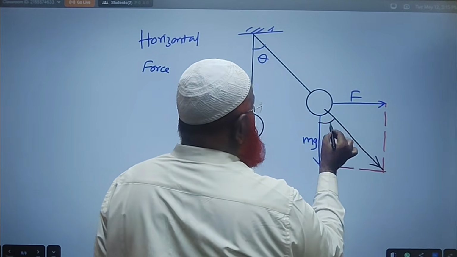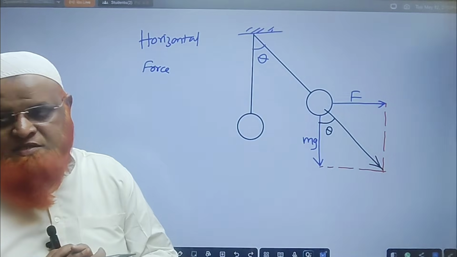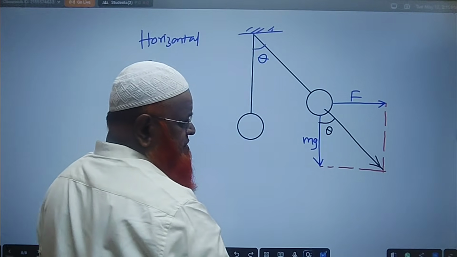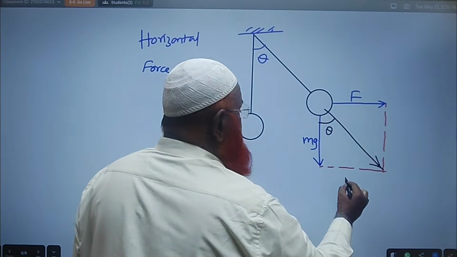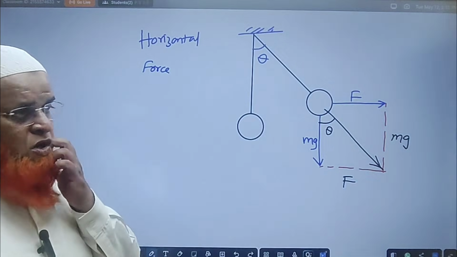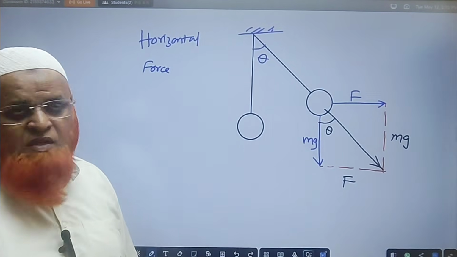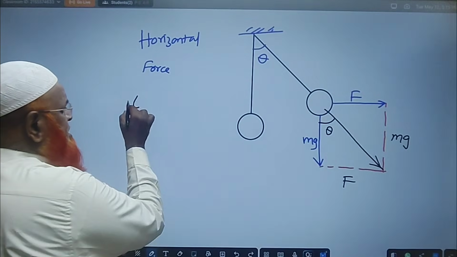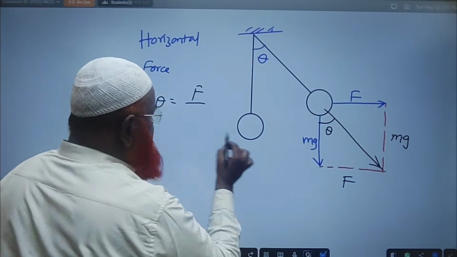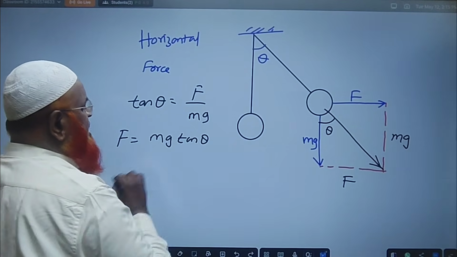So what is this resultant force? See, this is angle theta, which means this is also angle theta, because these are parallel and can be taken as corresponding angles. So the horizontal force is F, this is mg. This is also F, because opposite sides in a rectangle are the same. Now I have to find the horizontal force. For that, tan theta is the opposite side, that is F, over the adjacent side, mg.